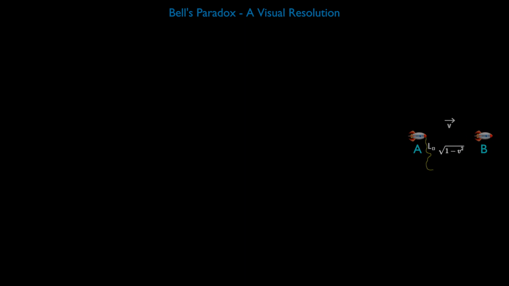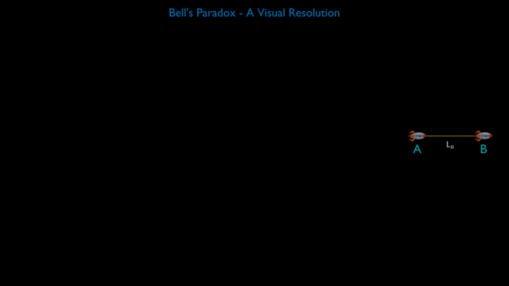How can the string break in the rest frame but remain intact in the rocket frame? That is Bell's paradox. The secret to the resolution of Bell's paradox lies in challenging the assumption that maintaining a constant distance between the two rockets in the rocket frame corresponds to identical accelerations of the two rockets in the rest frame.